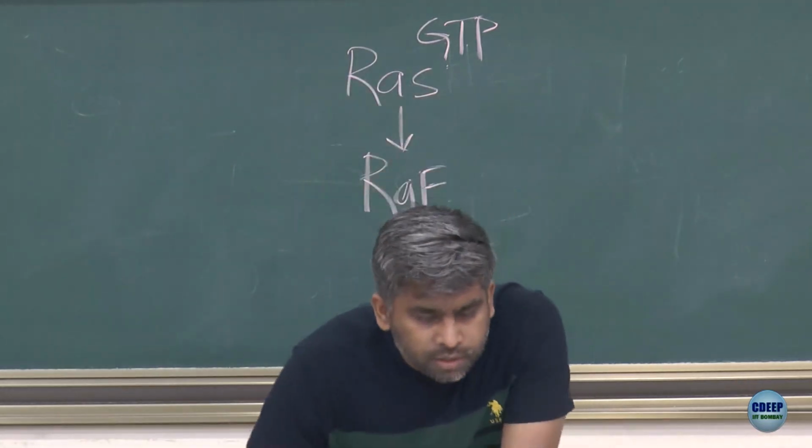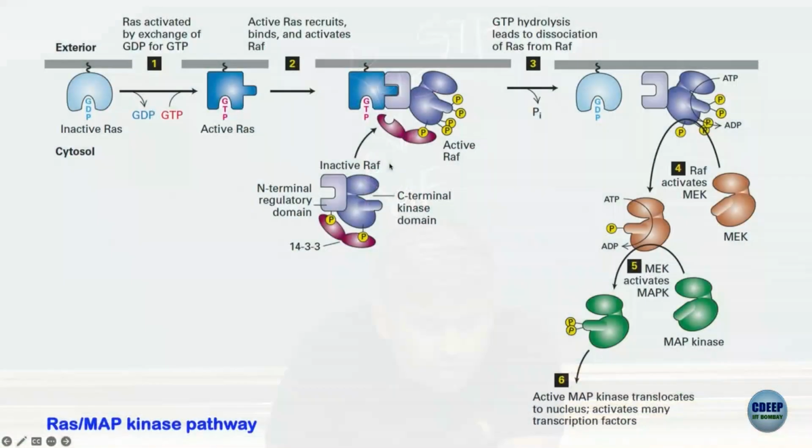Now let's see a little bit about how RAF gets activated. There are scaffold proteins called the 14-3-3 family proteins. These 14-3-3 family proteins are kind of scaffold proteins. They are present in the cytosol and they go and bind to multiple proteins and essentially sequester them. Whenever any XYZ protein, any signaling protein, is not supposed to go and do any action, these 14-3-3 proteins go and bind to them. That's their job. Like that, they are binding to this inactive RAF molecule.